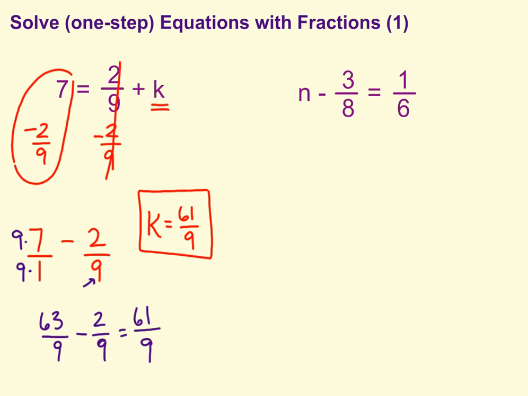Alright, so our next equation, we have n minus 3/8 equals 1/6. You find your variable. Here's n. We are subtracting a 3/8. We're going to do the opposite of that. So we're going to add 3/8 to both sides. Negative 3/8 plus 3/8 cancels, so you do have n alone.